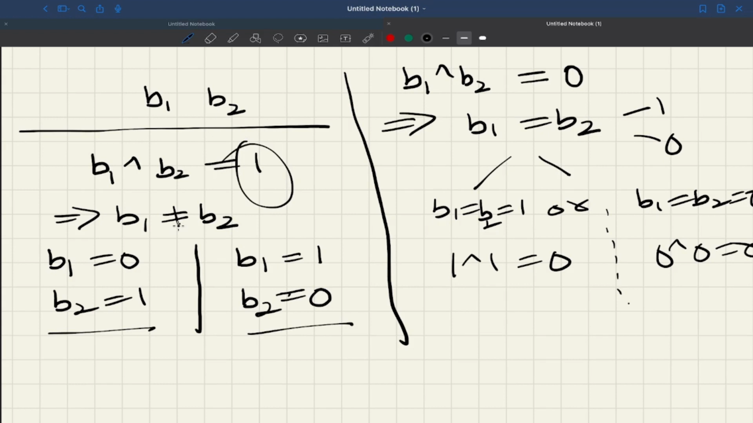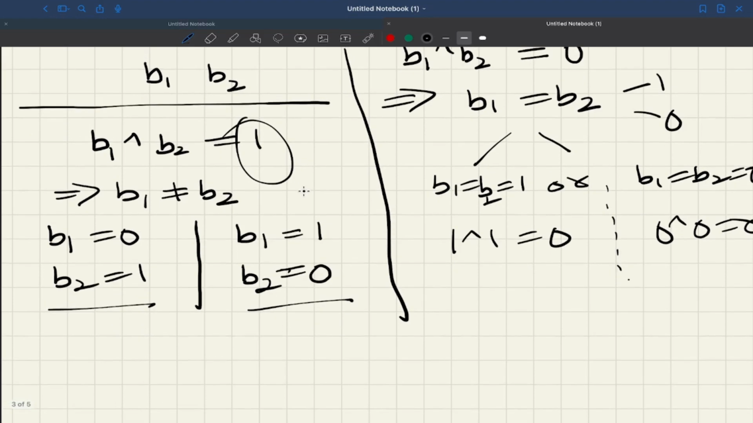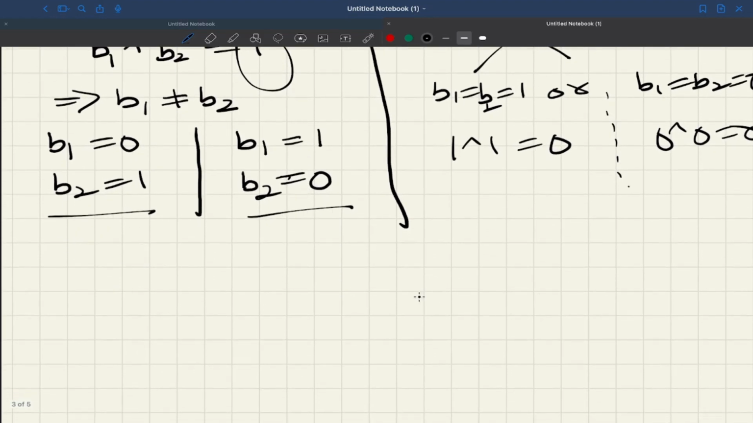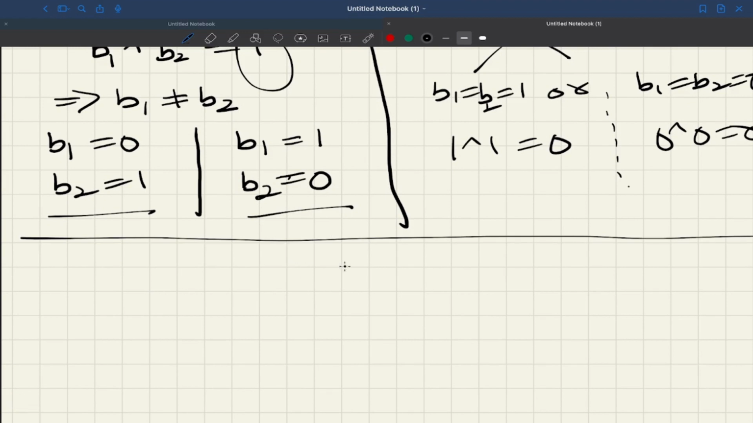Now how does this analysis help us in differentiating two numbers from their XOR value? So we have two numbers E and F. They are not single bit, they can be of many bits, right? 32 bits for a 4 byte integer. So this E is a 32 bit number, F is also a 32 bit number, and we have their XOR value.